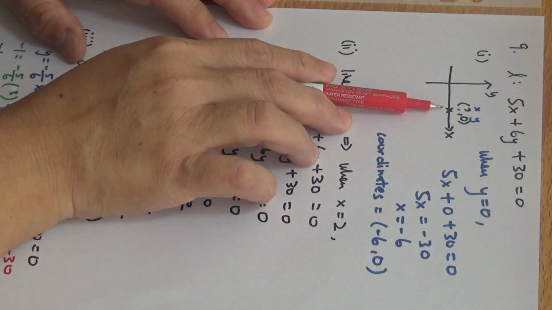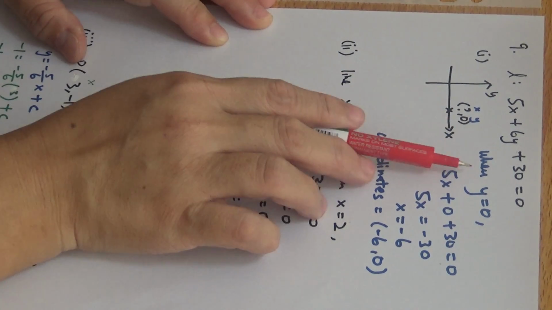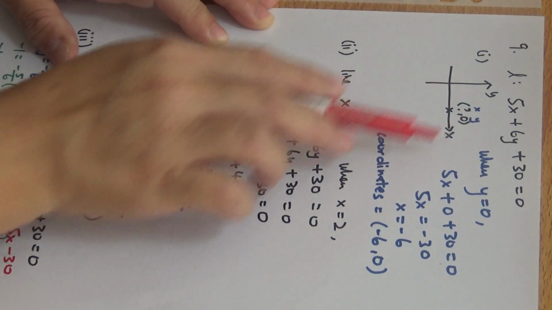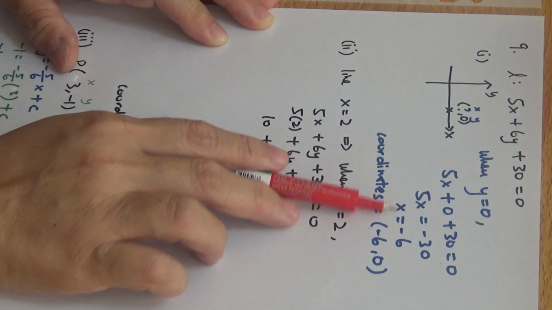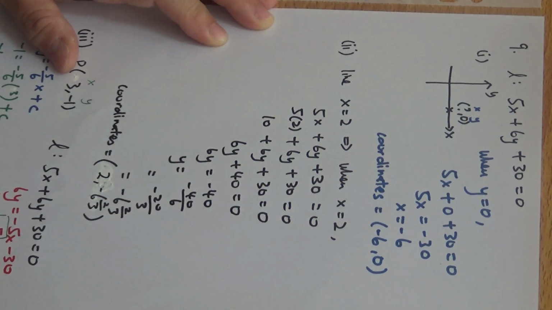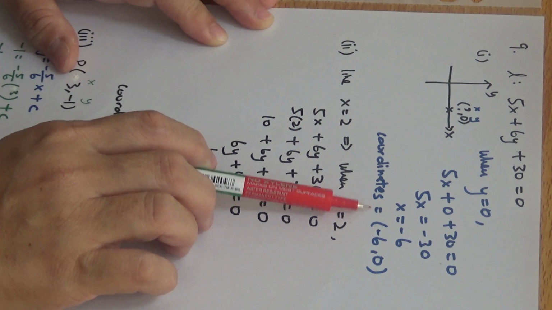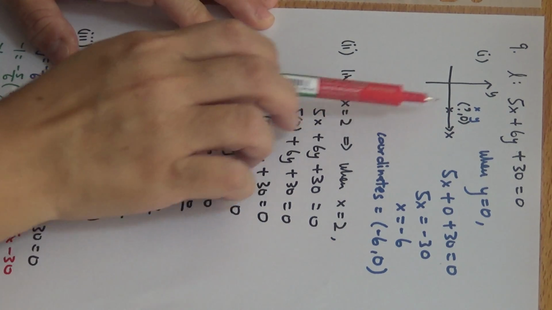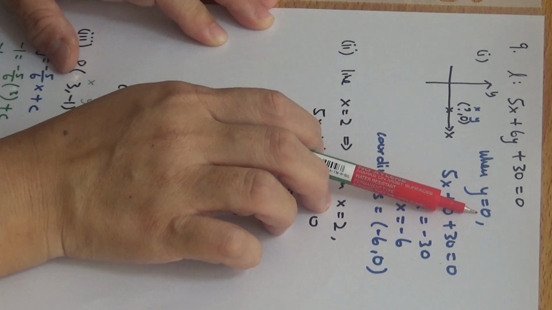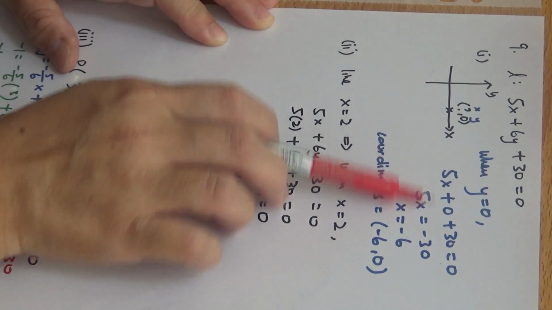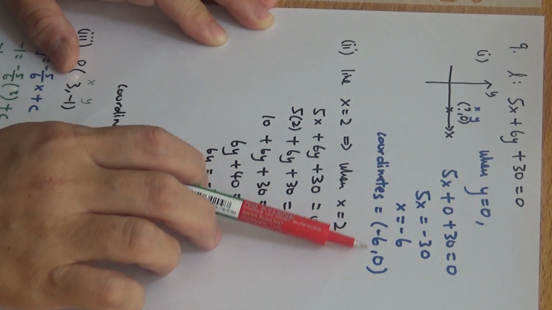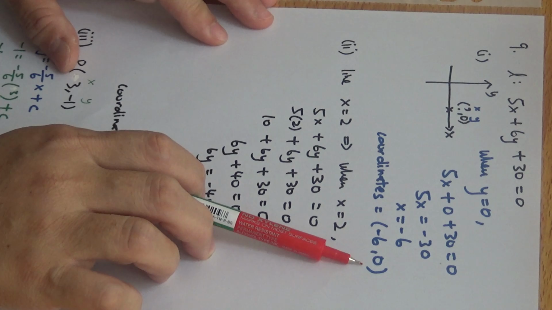Now, if it crosses the x-axis, y must be 0. Now, when y is 0 and I substitute into this equation, after solving, I get x equals -6. But since they want the coordinates, I must give it in coordinate form. So the coordinate is (-6, 0). So that is how we do 9 part 1. I repeat. When the line cuts the x-axis, y is 0. Substitute y equals 0 into the equation and solve for x. You will get -6 and the coordinates are (-6, 0). That will be your part 1.